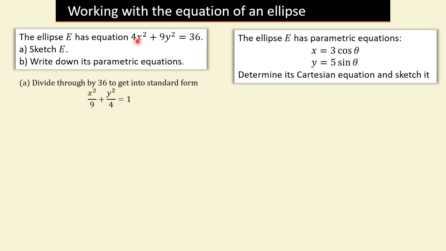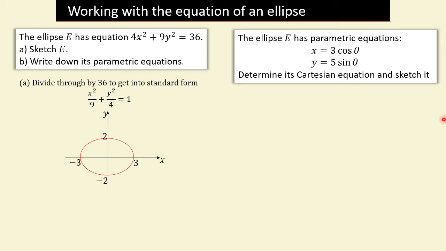Well, we've now got the 4 divided by 36, which will simplify down to a 9th, and we've got 9 over 36, which will simplify down to a quarter. So we get x squared over 9 plus y squared over 4 is 1. Remember the standard form is x squared over a squared plus y squared over b squared is 1. So a is 3 and b is 2. Okay, so that's what we've got down to, and that's what our ellipse looks like.